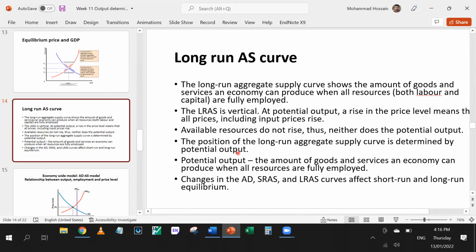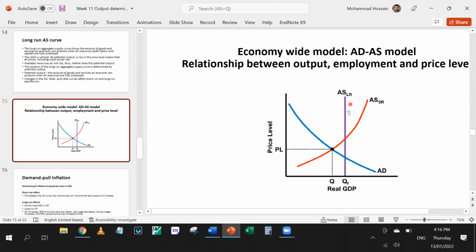Now let's talk about the long-run supply curve. The long-run supply curve is a vertical line. Why is it a vertical line? Let me show you how it looks like. This one, the purple color, this is the long-run aggregate supply. Why is it so? It means how much a country can supply. Can a country supply unlimited goods? No, a country cannot supply unlimited goods. Why is that? Because of restrictions and limitations on the resources available.